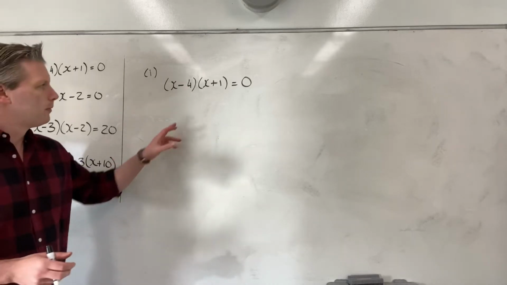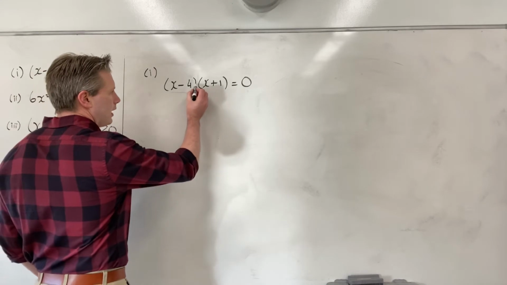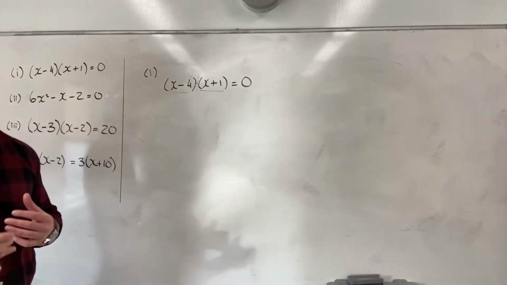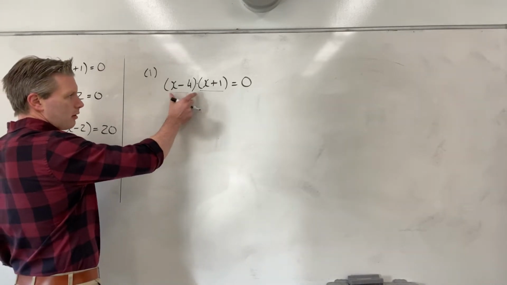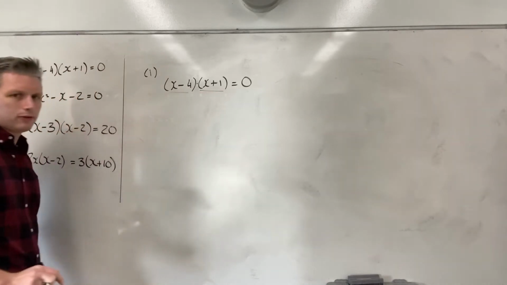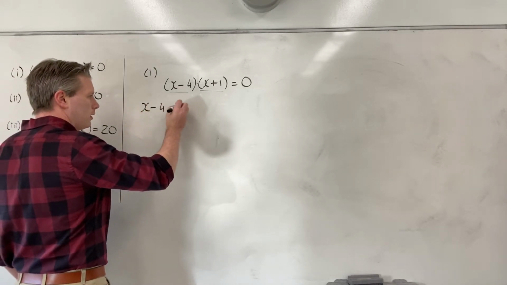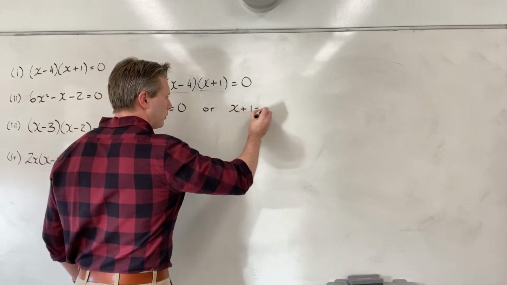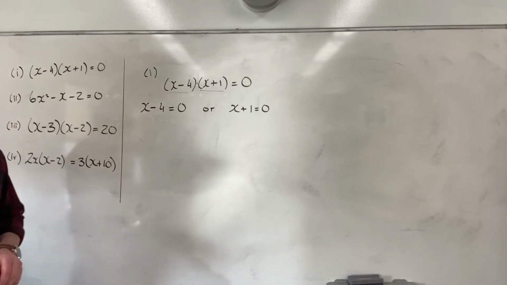And here's what we do. We say this quantity x minus 4 times this quantity x plus 1 is equal to 0. In that case, it follows that either this quantity is 0 or this quantity is 0, because their product is equal to 0. And so we say that x minus 4 is equal to 0, or x plus 1 is equal to 0. And we solve both of these equations now.